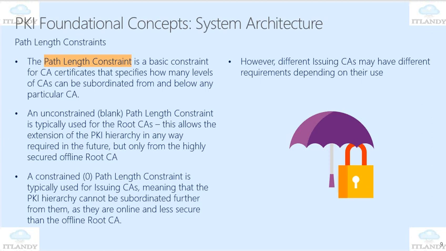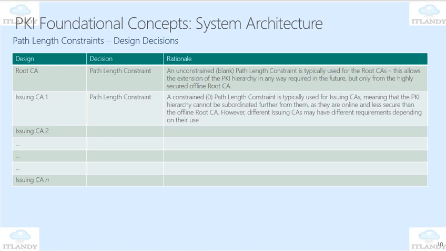However, different issuing CAs may have different requirements depending on the use cases. This is the table which will help to decide on the path length constraints. We will do the same thing with every feature of the PKI: we will talk about it and then we'll have a table. For the root CA, we set the path length constraint as blank. A blank path length is typically used for the root CA. This allows the extension of the PKI hierarchy if needed in the future.